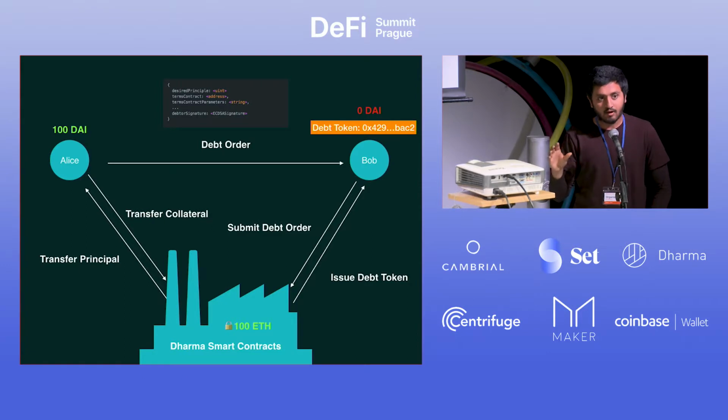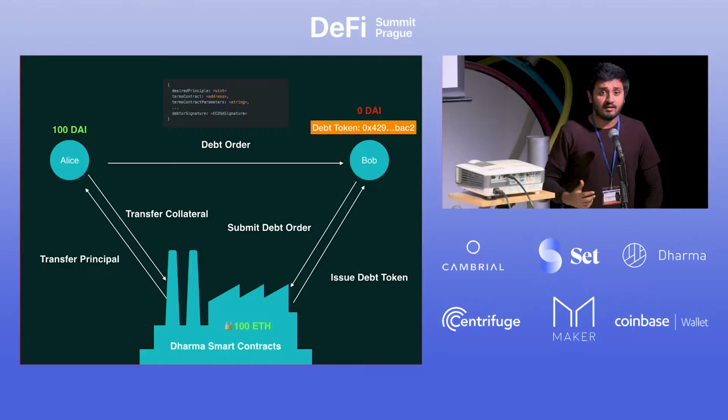And to represent the actual loan agreement, the Dharma smart contracts mint a non-fungible token that we call the Dharma debt token, which essentially represents a right to repayments on that particular loan. So Bob essentially is now an owner of this NFT, and then he can go and repackage this NFT and sell it on secondary markets if he wishes to.